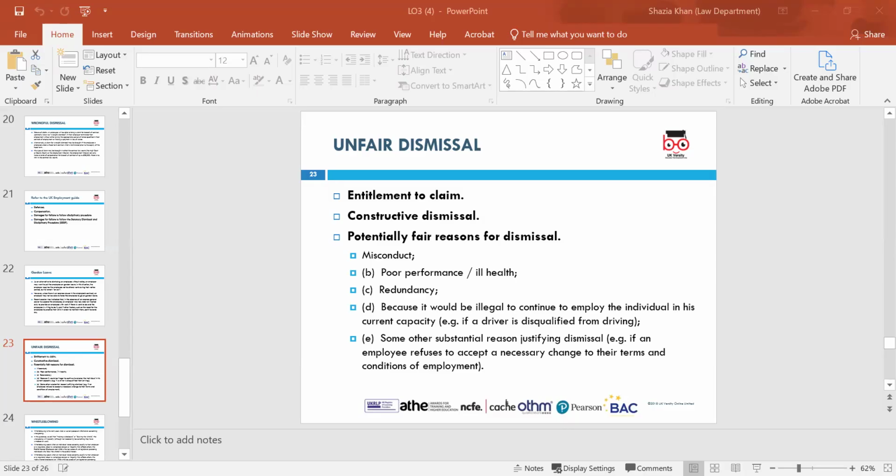Retirement is another one, but the default retirement age is abolished. So as a result, age can no longer be a reason for dismissal. So it's important to take into account there are different reasons for unfair dismissal and potential fair reasons for dismissal as well.